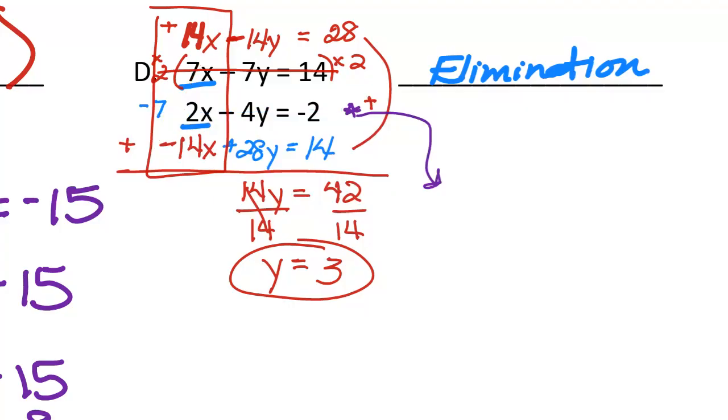Okay, so that is 2 times x minus 4 times my y value, which is 3, and that is equal to -2. So 2x minus 12 equals -2. Add 12, add 12.